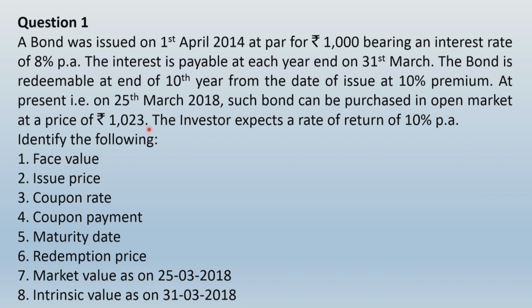Market value as on 25/3/2018, the market price is directly given to you, so you can identify that it is 1023, and intrinsic value on this date will have to be determined by calculating the present values, right? Present values of the future cash flows over the remaining maturity. So let us do one thing. Let us see how to present the solution.